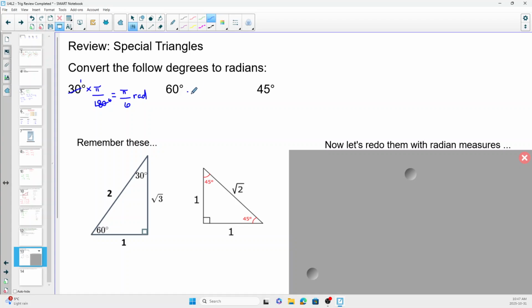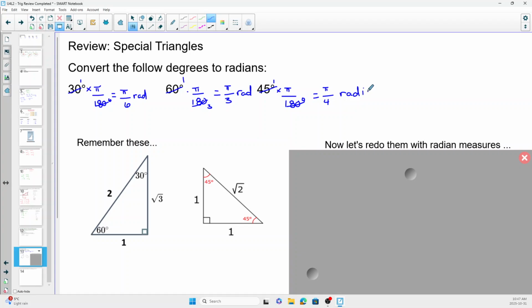I also want to convert 60 degrees by multiplying by pi over 180. Similarly, I can divide top and bottom by 60, or I can cross cancel out here. That becomes a 1, and that becomes a 3. And that means 60 degrees is equal to pi over 3 radians. And then to convert 45 degrees to radians, I'm going to multiply by pi over 180. And 45 can go into 180 4 times. It goes into 90 twice. So we end up with 1 over 4, which means that 45 degrees is equivalent to pi over 4 radians.